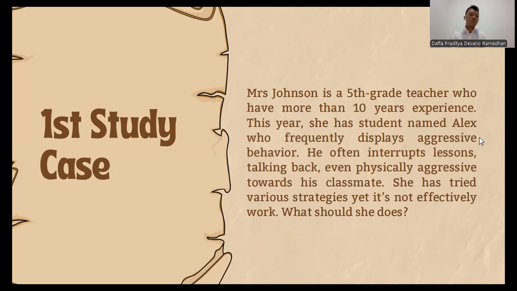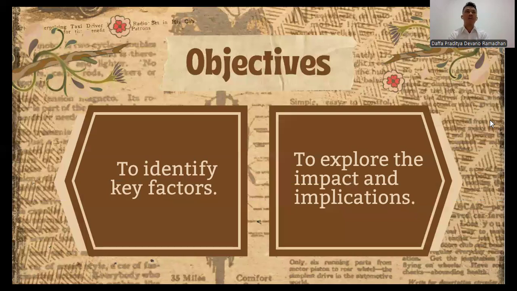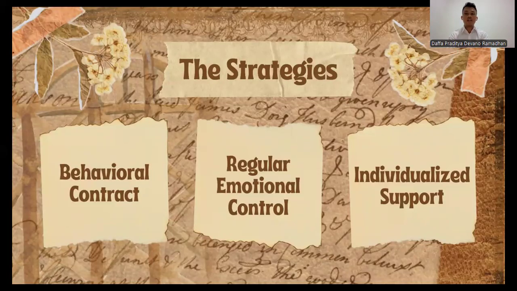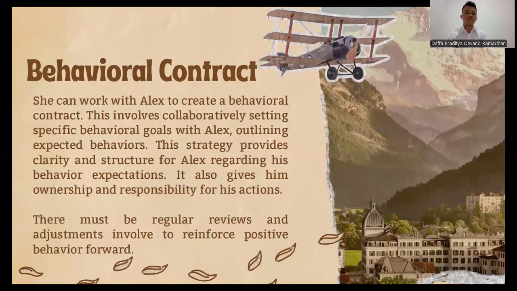Accordingly, we have to analyze what kind of problem Alex has in class. This is the way we can deal with Alex's behavior. First, we have to do a behavior contract, and secondly a regular emotional control, and the last one is individualized support. So for the first strategy, she can work with Alex to create a behavioral contract.